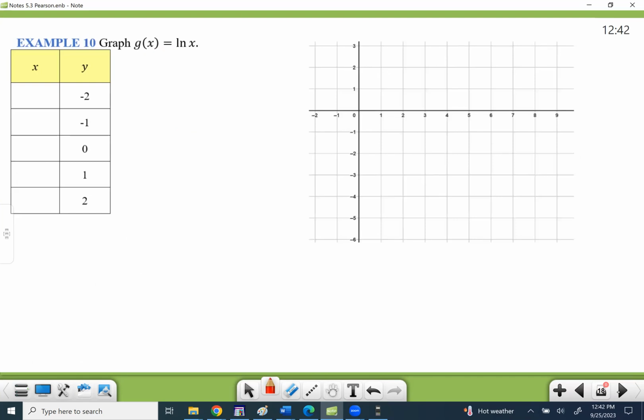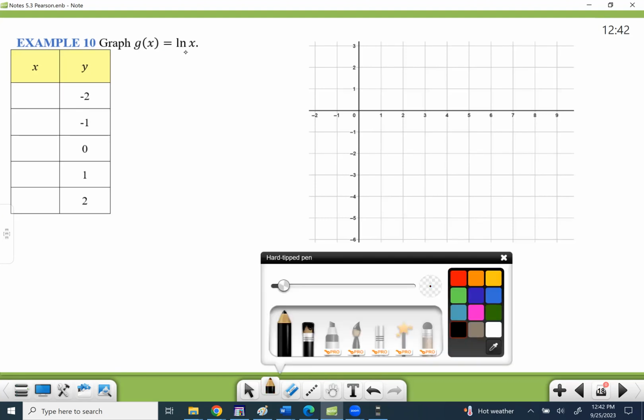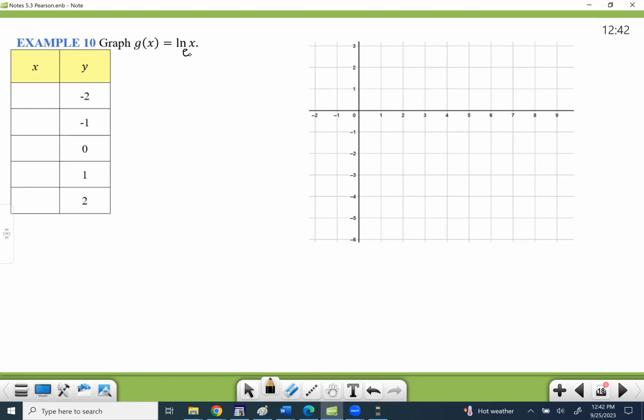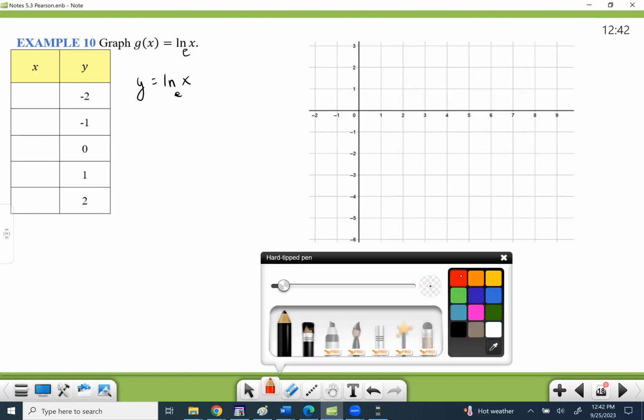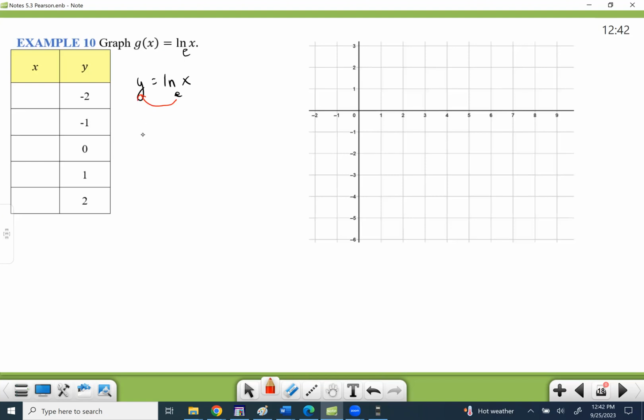Okay. So same thing, except they threw us a little curveball. They didn't give us the base, but we know that the base of the natural logarithm is e. So we got y equals natural log of x. So when we do the hook, e to the y equals x. So we're going to substitute in y values. So we got e to the -2, e to the -1, e to the 0, e to the first, e to the second.